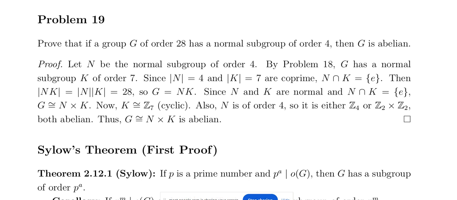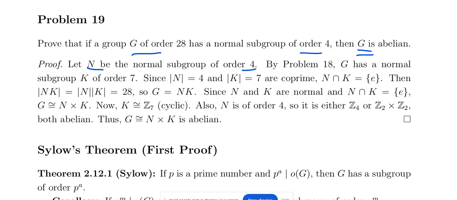If G is a group of order 28 with a normal subgroup of order 4, then G is abelian. Suppose N is the normal subgroup of order 4. Then G also has a normal subgroup K of order 7.